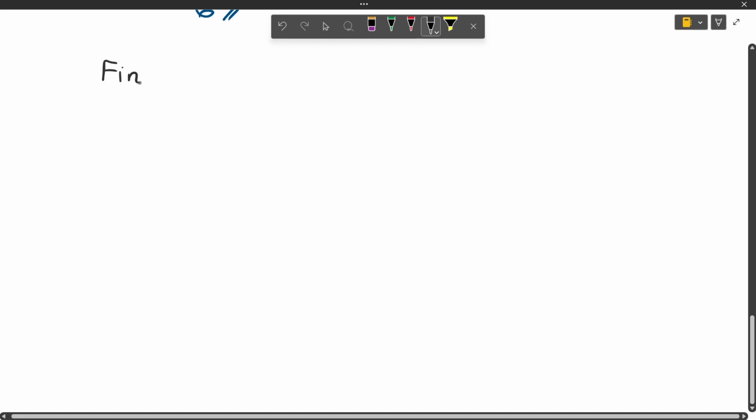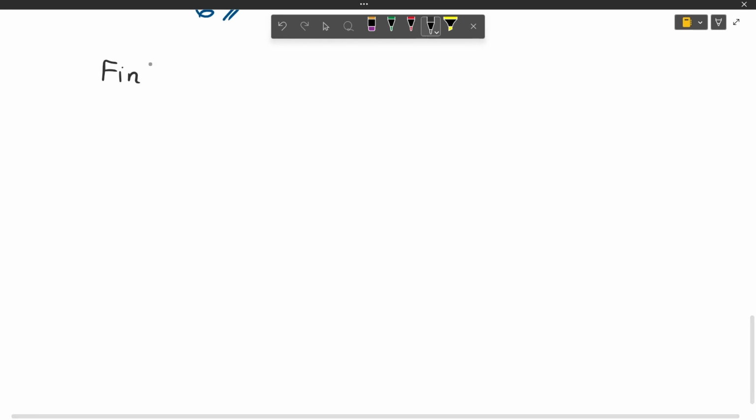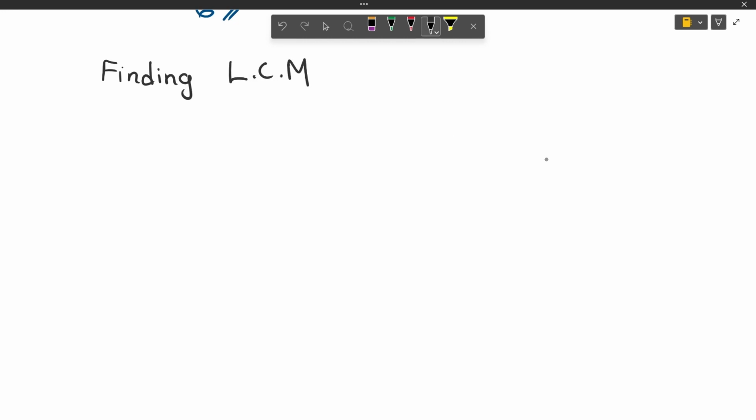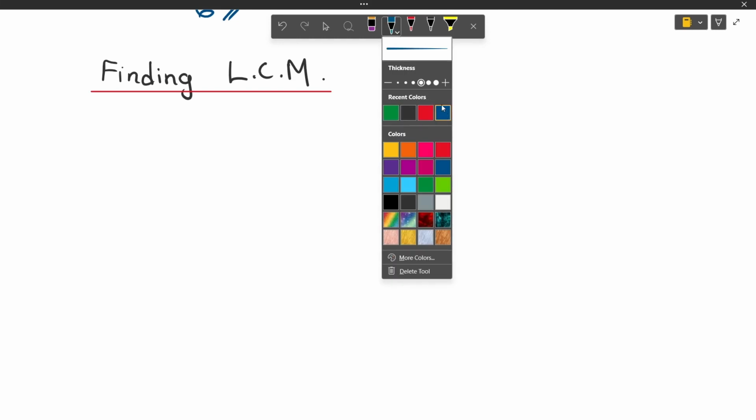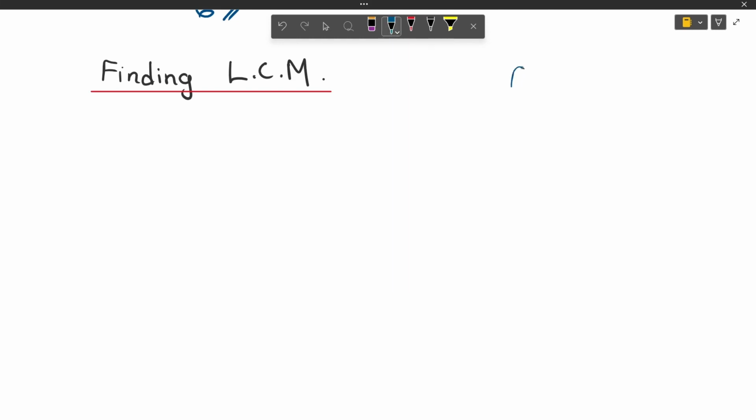Finding LCM. Before I begin the easy method to find the LCM, I have to introduce you to prime numbers. What are prime numbers?